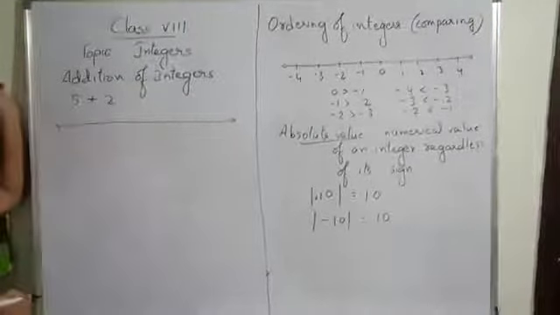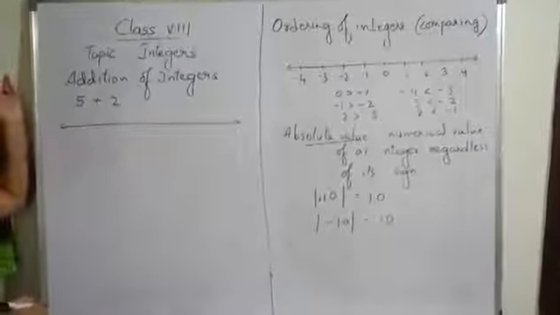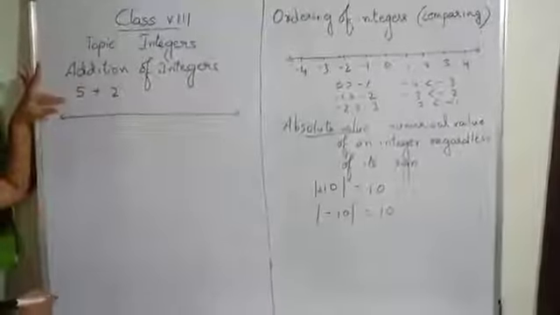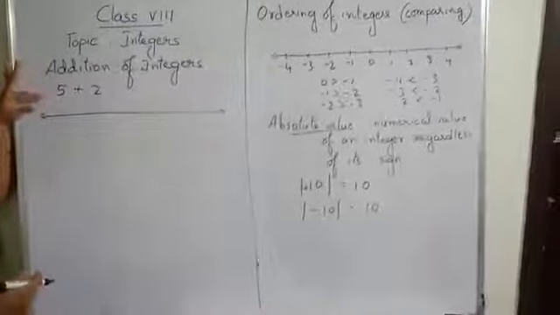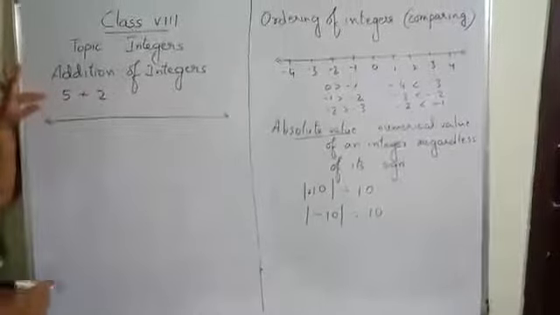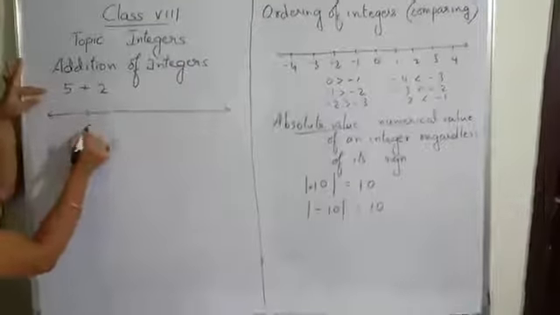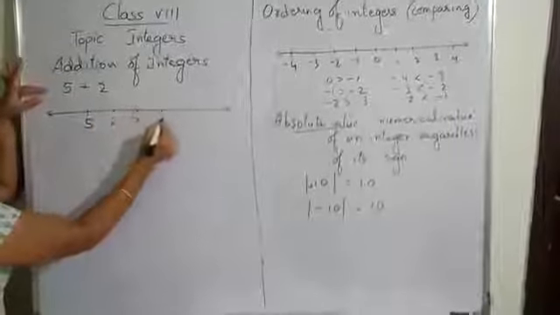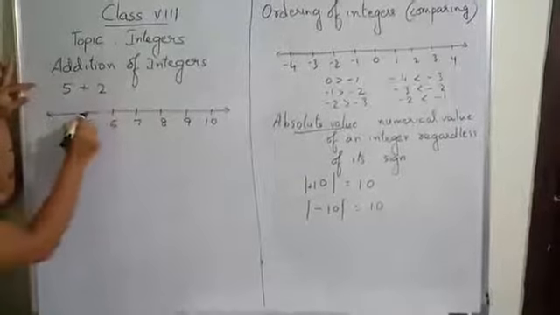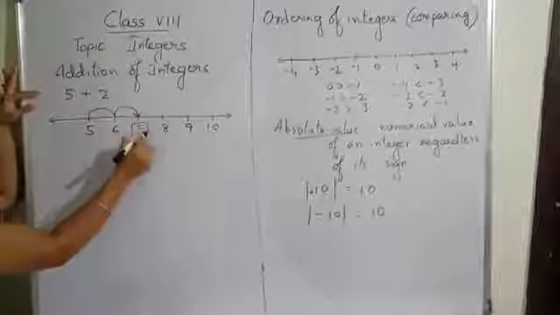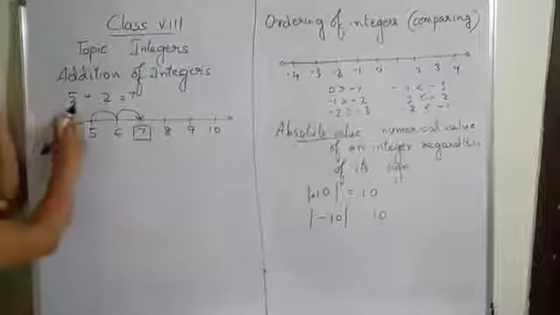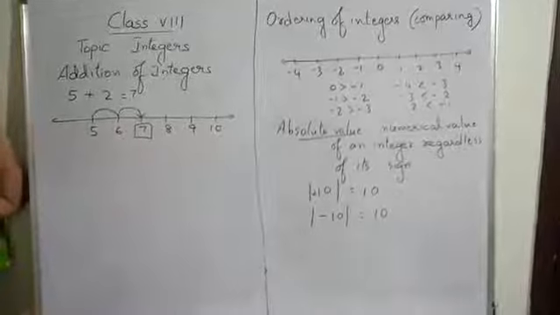How to show the addition of integers, already you have learnt in your previous class. Just I am repeating this. So a plus sign means you have to always move towards the right side. Negative sign indicates that you have to move towards the left side. 5 plus 2, that means start from 5 and you have to move towards the right side 2 steps. 1, 2. So 5 plus 2 is equal to 7. When you take two positive numbers, you get always a positive answer.